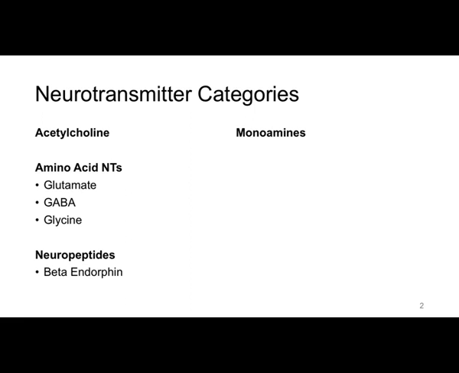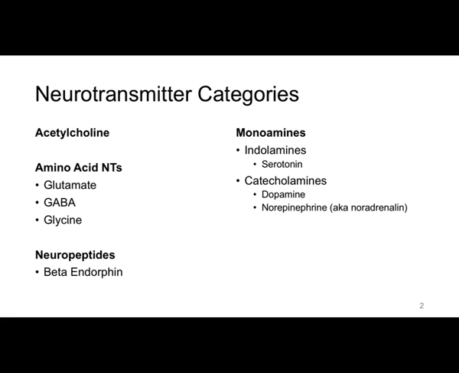The next category of neurotransmitter is a very large category, and it has 2 subcategories. We aren't going to talk about all of the monoamines, but we are going to cover at least one indolamine monoamine, which is serotonin, also known as 5-HT. We're also going to talk about 2 catecholamine monoamines, dopamine and norepinephrine, which is also known as noradrenaline.